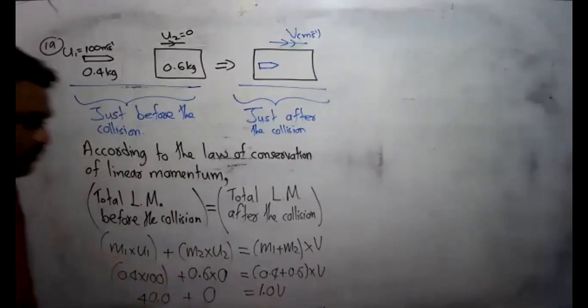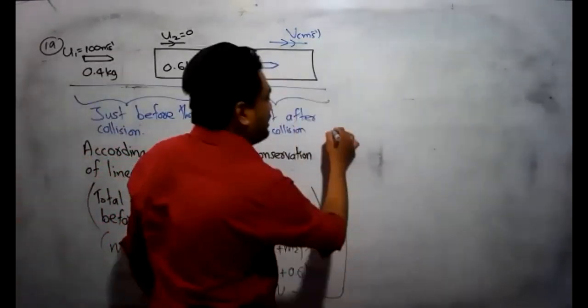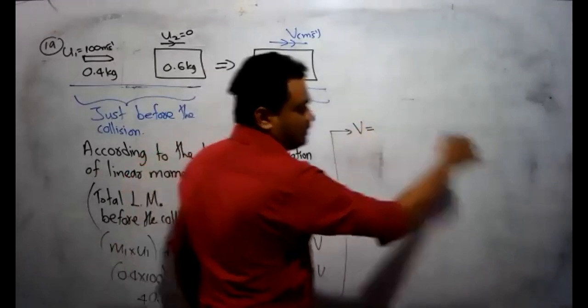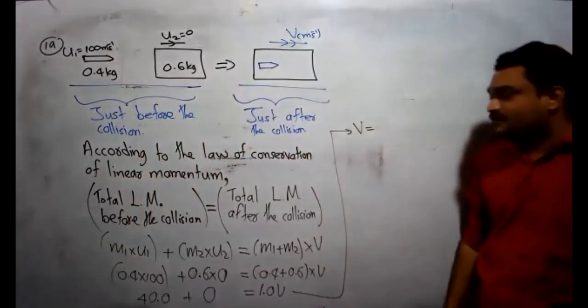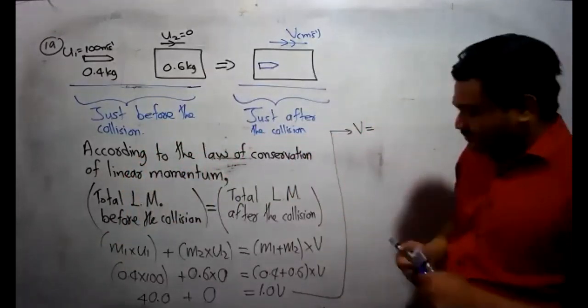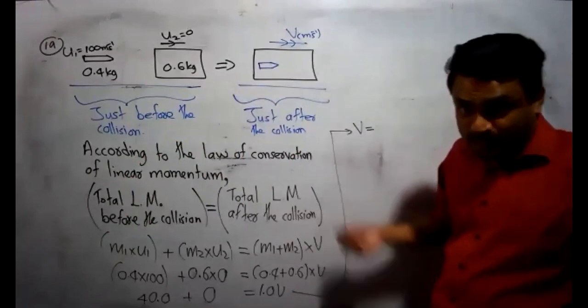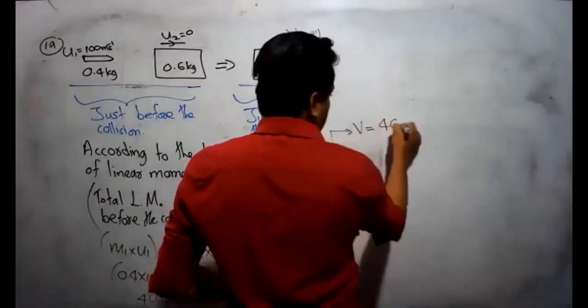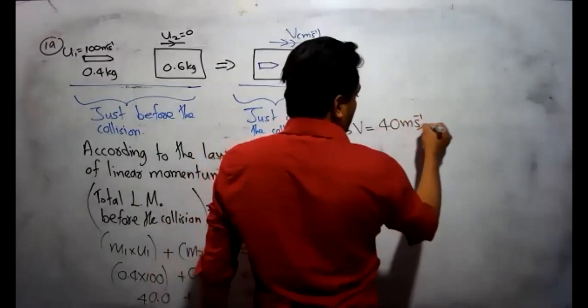So it means V equals, what is V here? Somebody unmute the mic and tell me, what is the velocity of the block with the bullet after the collision? 40 meters per second. 40 meters per second.